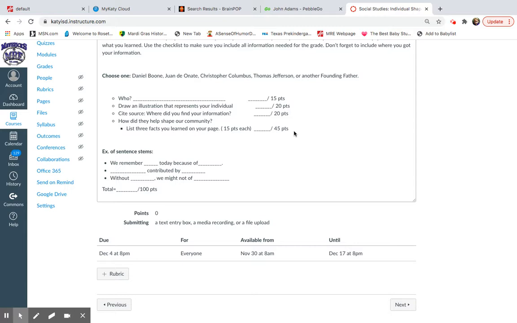Okay, so this will be due Friday. Please make sure that you get this done. Come to a study hall if you have any questions.